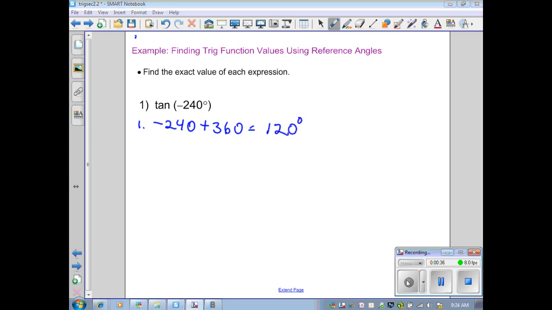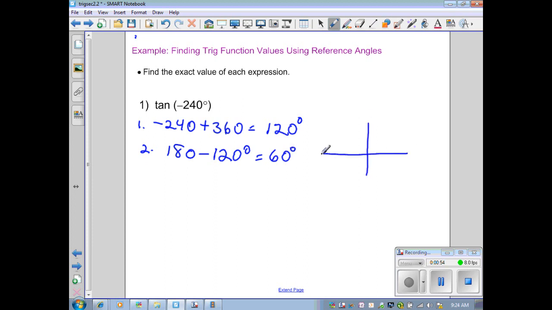Step 2 from the previous slide tells me that I need to find a reference angle. In this situation, from my coterminal angle 120, I'm going to take 180 minus 120, and my reference angle will be 60 degrees. A diagram of that looks like this. My initial side of the angle, 120 degrees. We drop a vertical, and that gives me my 60-degree angle for my reference angle.